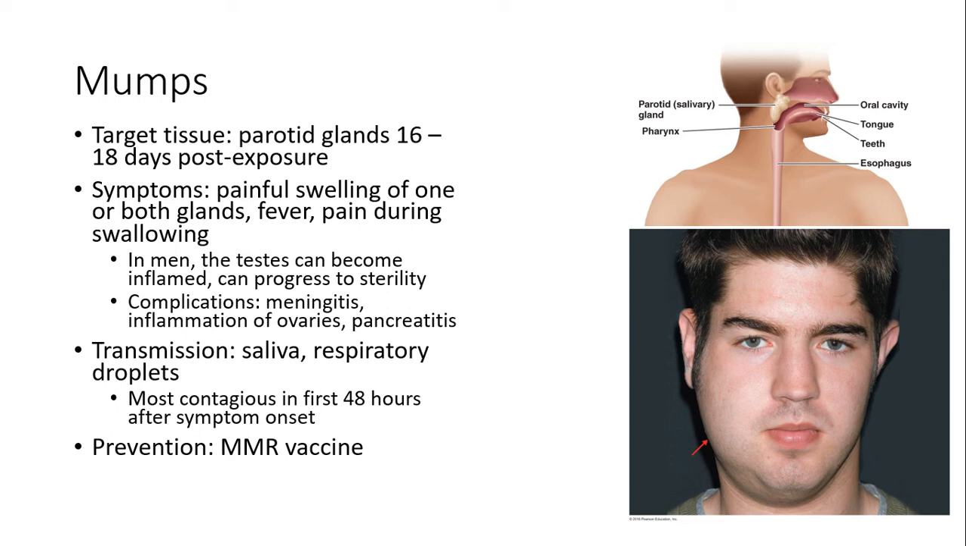Its transmission is through saliva or respiratory droplets, and you're most contagious within the first 48 hours after symptom onset. Outbreaks of this are very rare in the United States because we have prevention using the MMR vaccine, which stands for measles, mumps, and rubella.